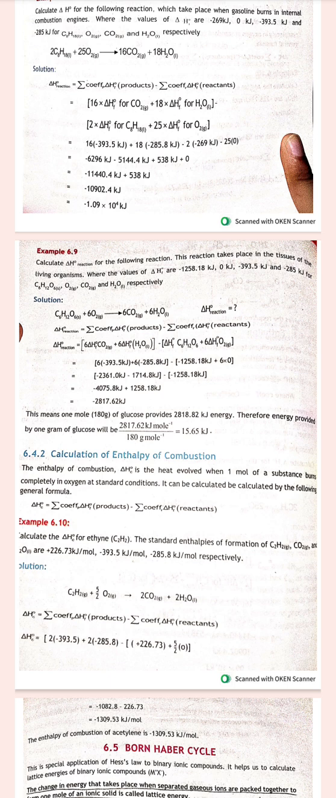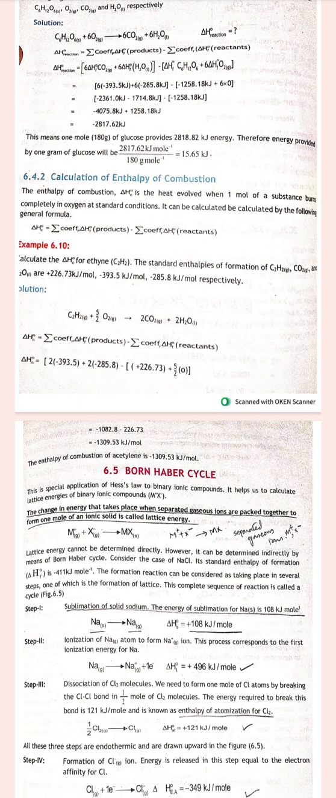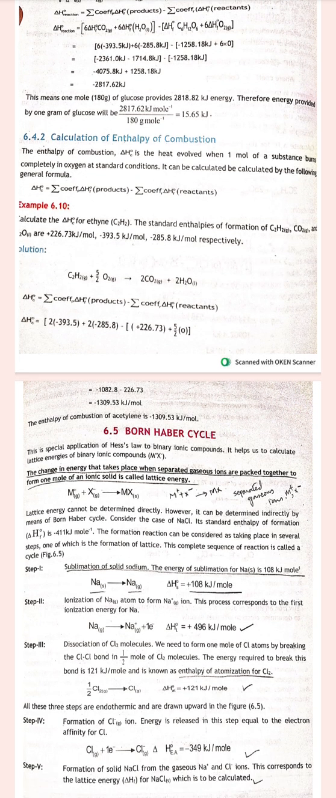And in the next example they are also doing the same. For the calculation of combustion we are again using the same formula, just finding the sums for the products and then subtracting the sums for the reactants.